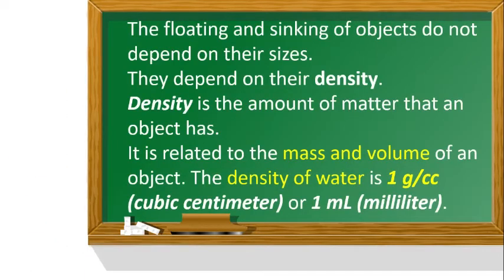Here's the reason why. The floating and sinking of objects do not depend on their sizes. They depend on their density. What is density? Density is the amount of matter that an object has. It is related to the mass and volume of an object. The density of water is 1 gram per cubic centimeter or 1 milliliter.